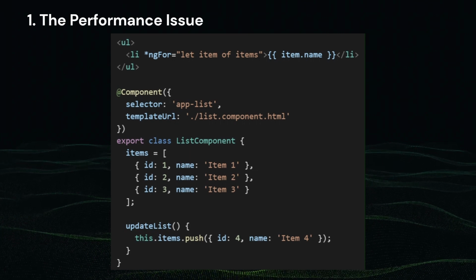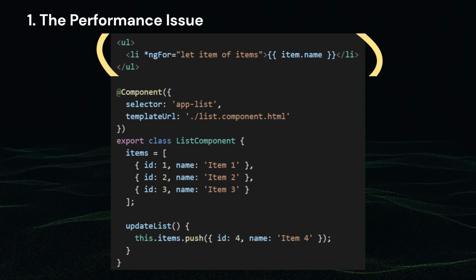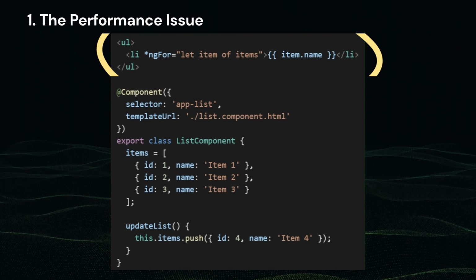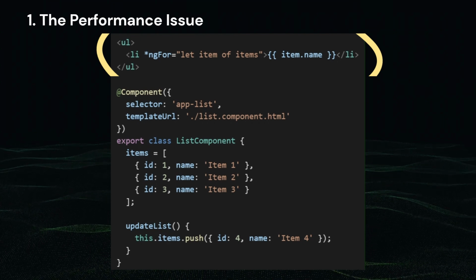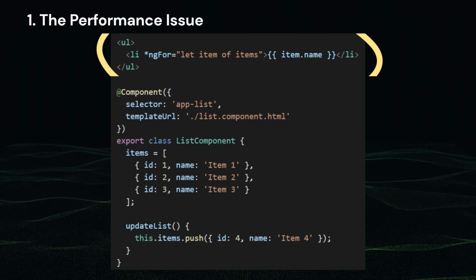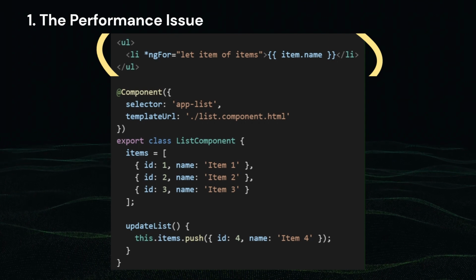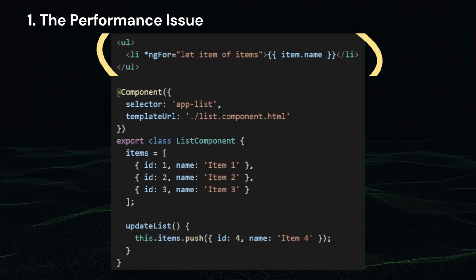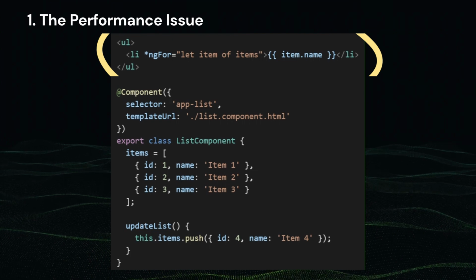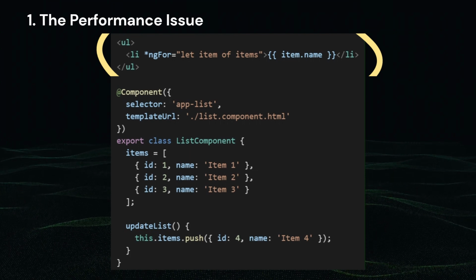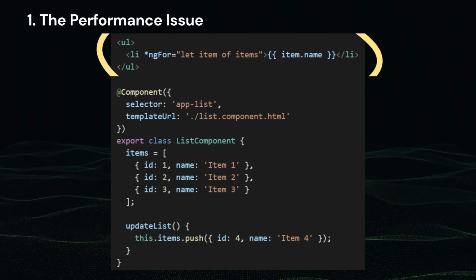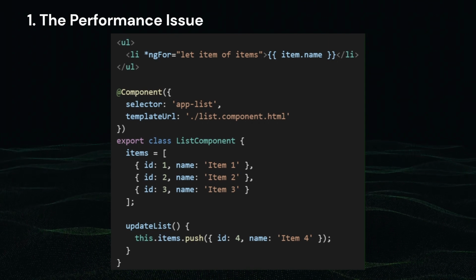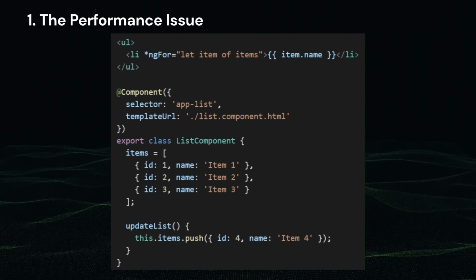Let's understand HTML first. ngFor is used to iterate over the items array and display each item's name inside an li tag. Every time items is updated, Angular destroys and re-renders all elements in the list, even if only one item has changed. Now let's understand TS code.